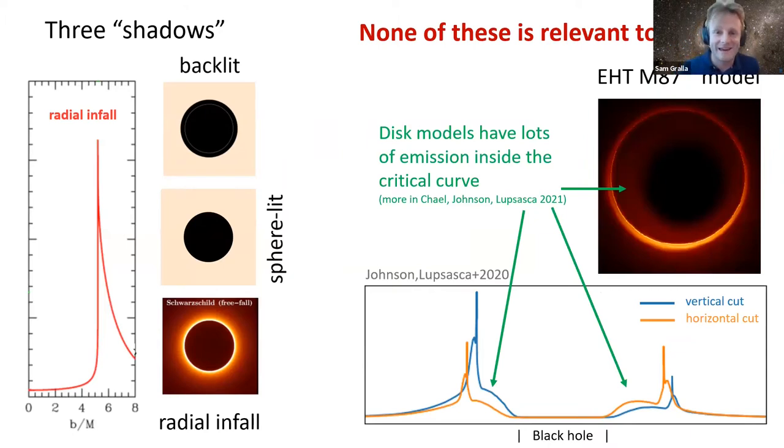Maybe M87 is radial infalling after all, I don't know, but most people think not. And even the EHT's own models don't show anything like this shadow effect. They show what we found in the toy models, and what multiple papers now, especially this latest one, which is very good, have shown is present in GRMHD. So GRMHD is in the disk regime.